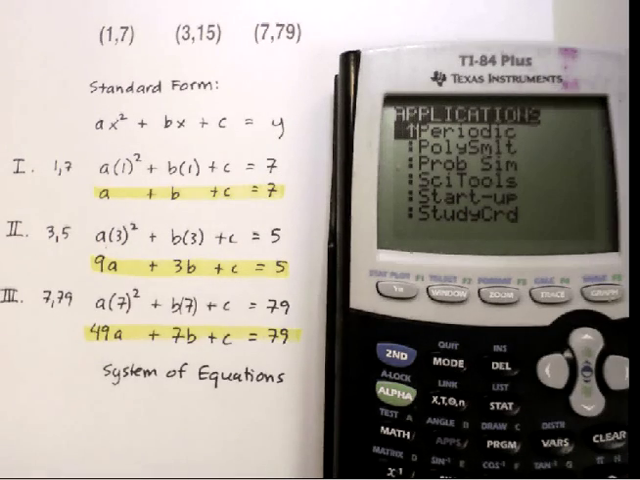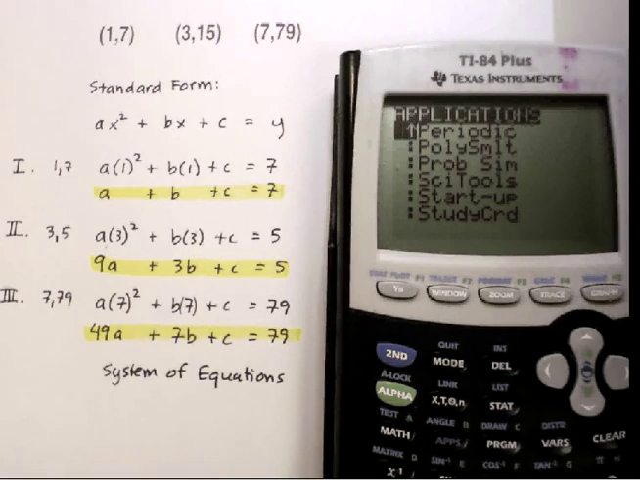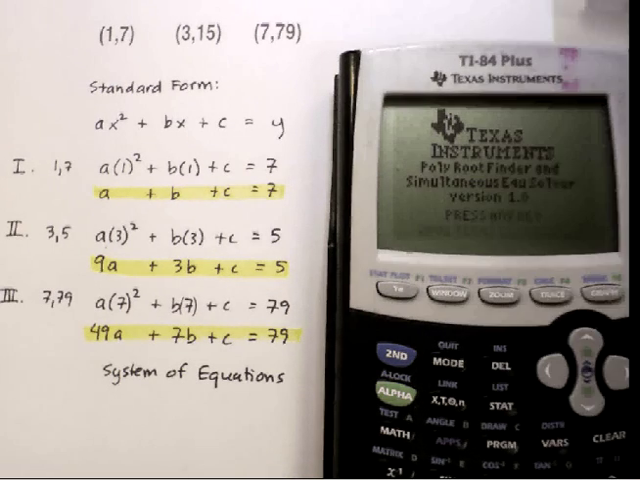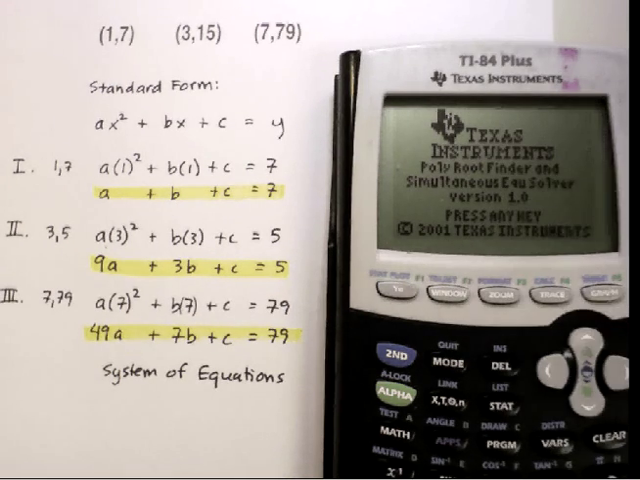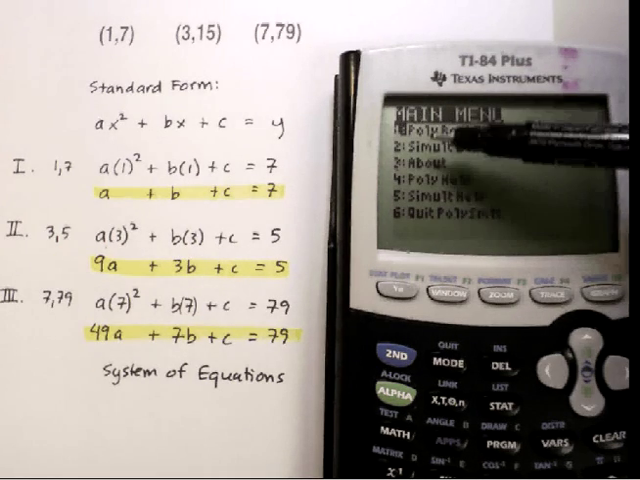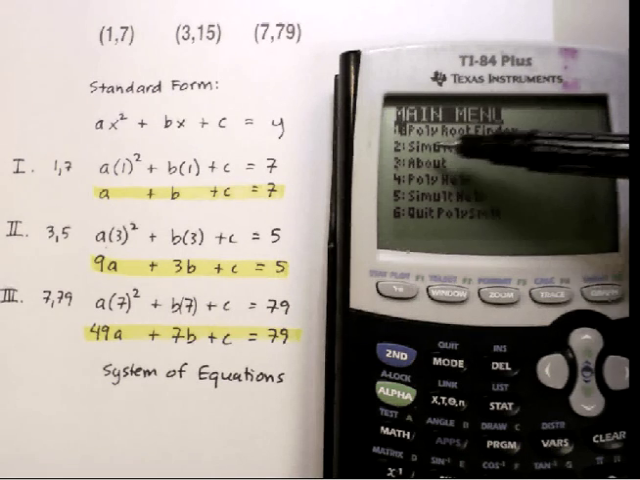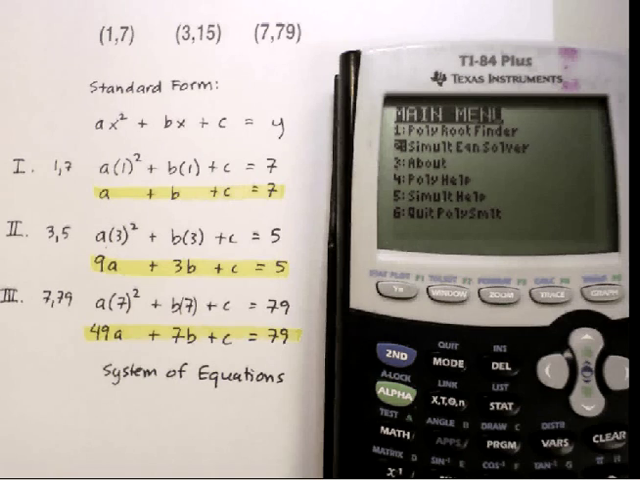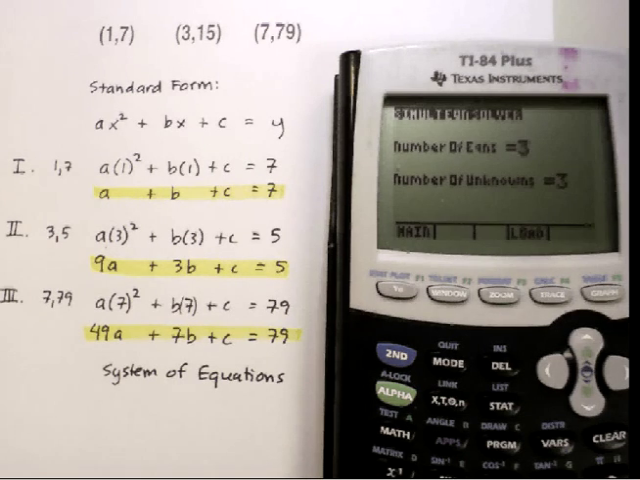So if you don't have that, you can download it from the TI-84 website. It's a free application. So PolySmelt, enter, and sure enough, there it is. And let's go ahead and enter it again. And look, there are actually 6 different things on the main menu. We want the simultaneous equation solver. So let's go to 2, press enter.